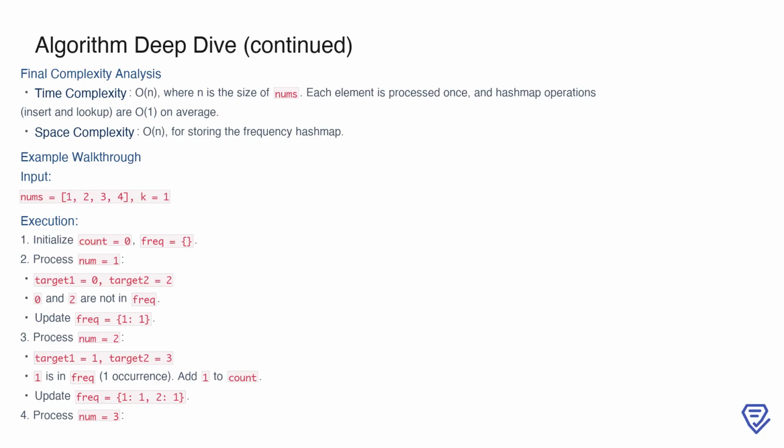Let's analyze the time and space complexity of this solution. The time complexity is O(n), as we only iterate through the array once, and each operation with the hash map, such as insertion or lookup, is O(1) on average.